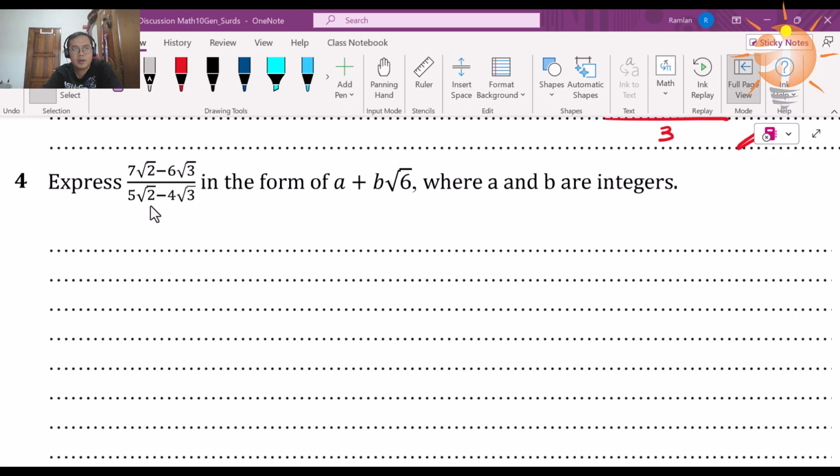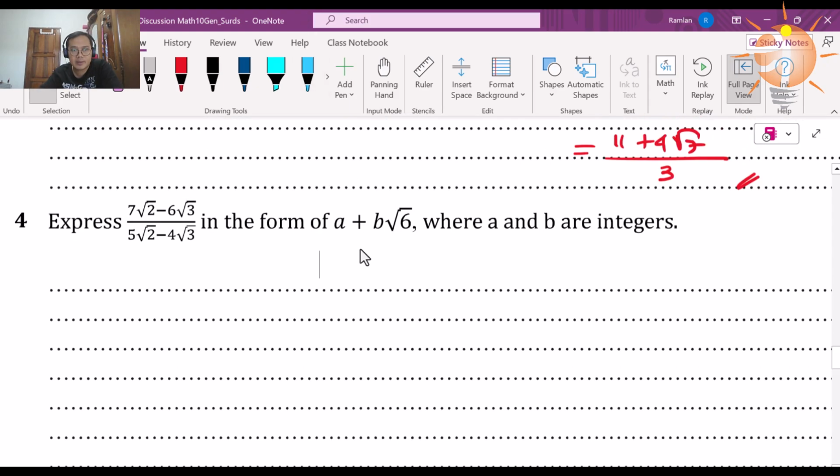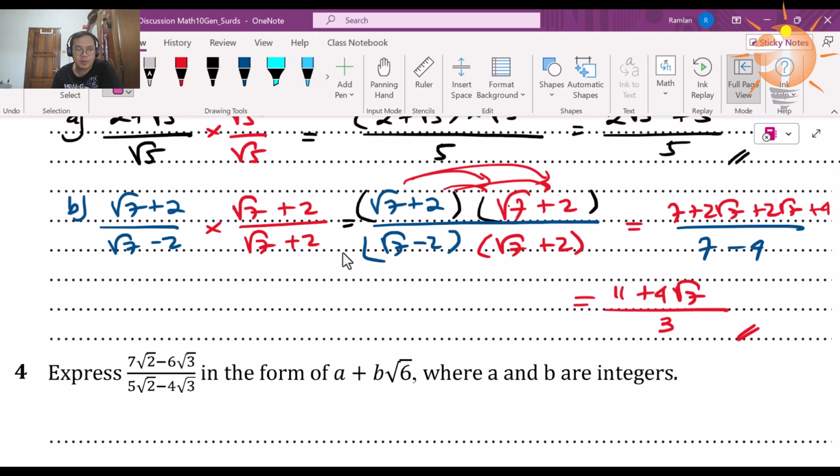Okay, for number 4, express this in the form of a plus b square root of 6, where a and b are integers. Now you see that this is a fraction, and you will later get a simplified form in which you don't have any fraction anymore, right? So you might want to do it like we did for number 3b. You need to remove the surds on the denominator by multiplying by the pair of conjugates.